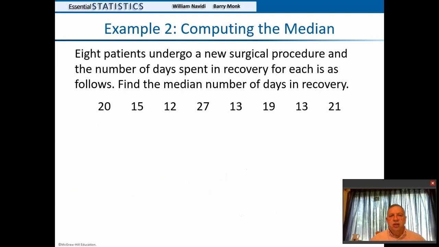So here, 8 patients undergo a new surgical procedure, and the number of days spent in recovery for each is as follows. Find the median number of days in recovery. So here, again, it's not ordered, so our first thing is to order them. We're going to count 1, 2, 3, 4, 5, 6, 7, 8. 8 is an even number, so we order them up, look at those two middle numbers, and do an average of those.